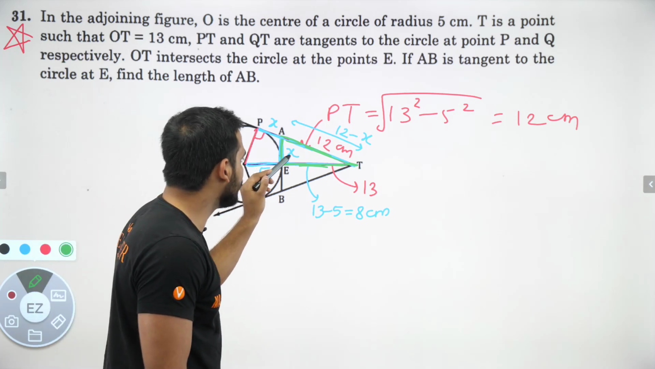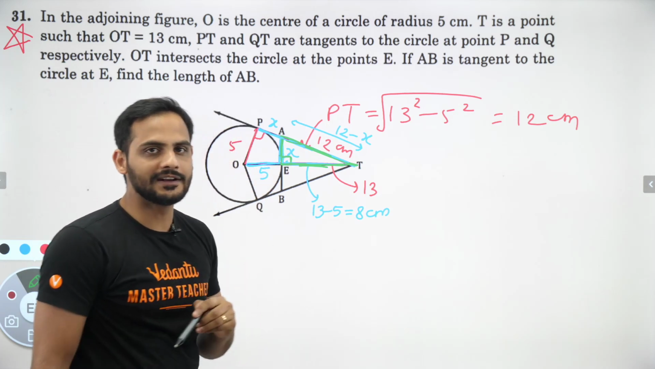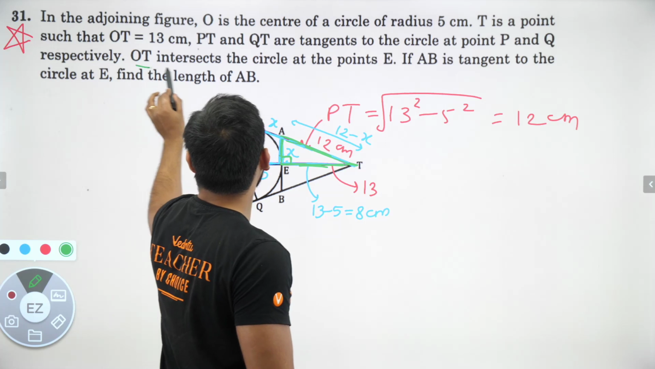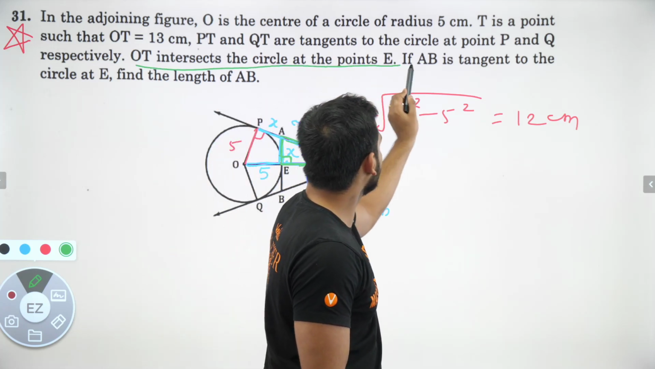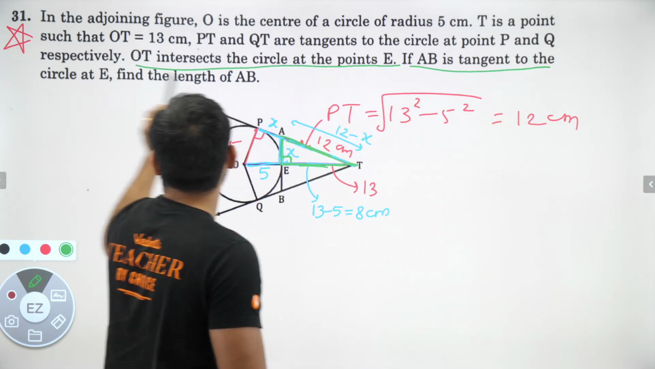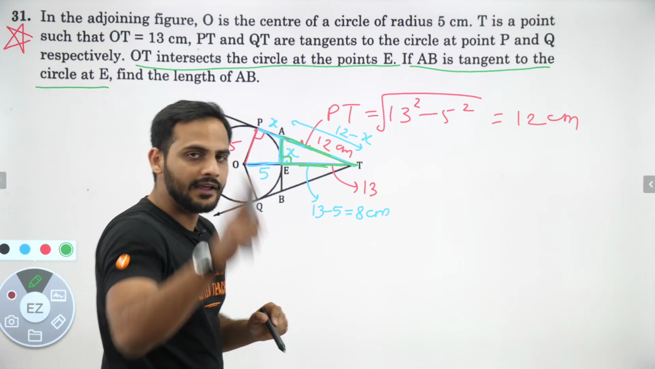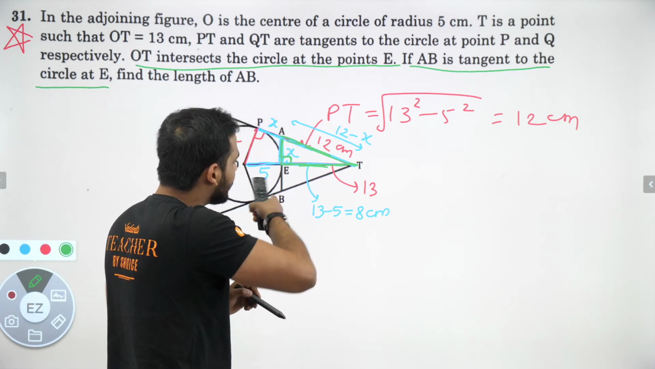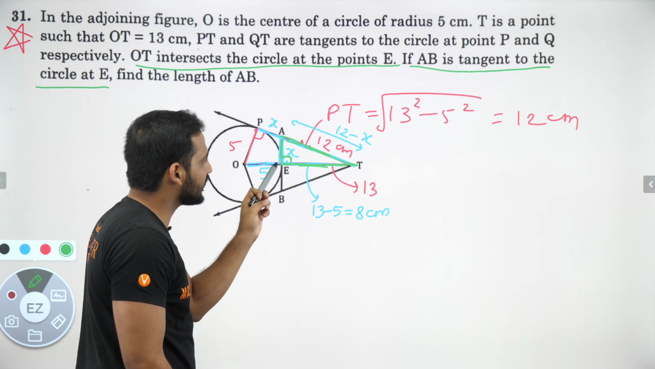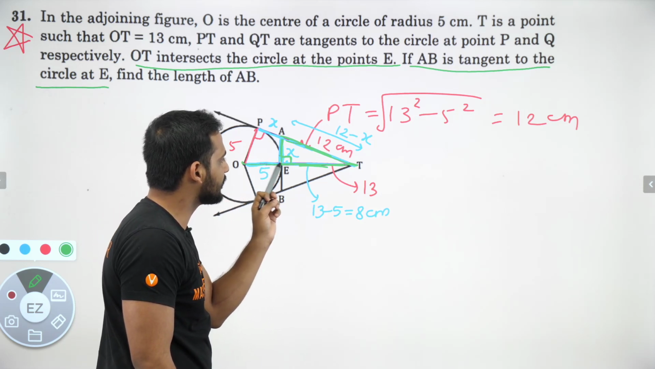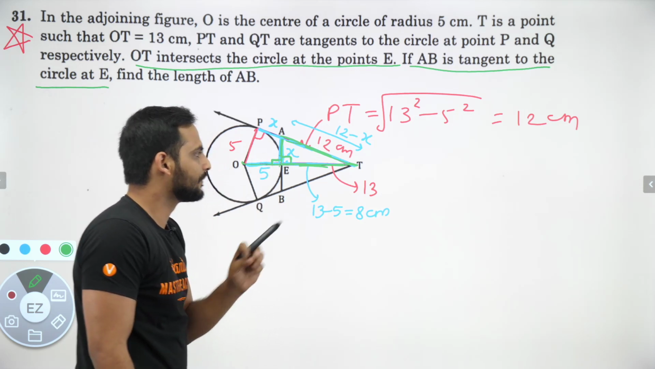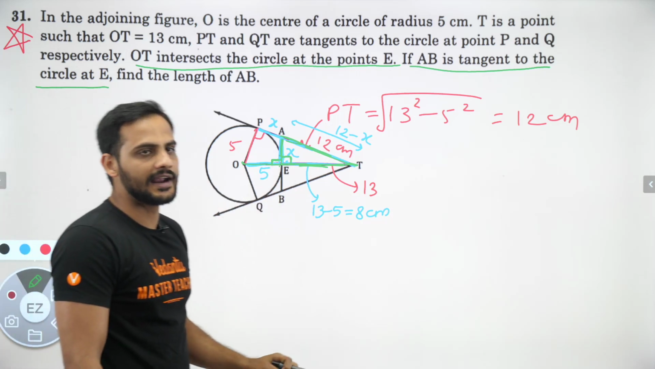Now this angle will also be 90 degree. Why will this angle be 90 degree? Because read this line: OT intersects the circle at point E. AB is tangent to the circle at E. So if it is a tangent and E is the point of contact, the radius joining the point of contact will be perpendicular here. So AET is a right angle triangle.